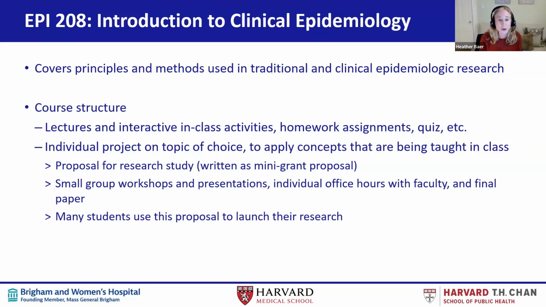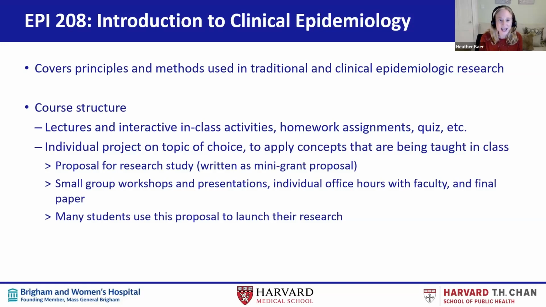So all students in the course over the course of the summer, which is 6 weeks, write a proposal for a study. They don't necessarily do the study during the summer, but the idea is that they write a very detailed proposal for a project that they're planning to conduct in the near future. And this is written in the form of a mini grant proposal. So it's not as long as something that you would actually submit for a grant, but it's very much in the same format as that. And many students actually take that and then use that to apply for funding for a real grant.